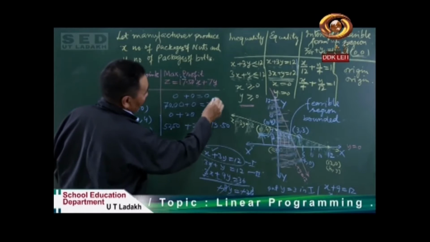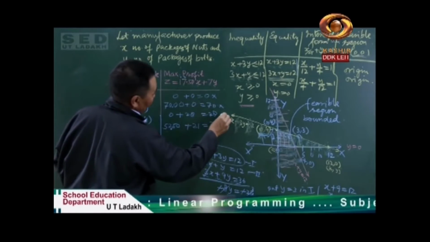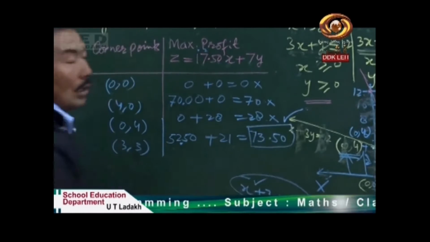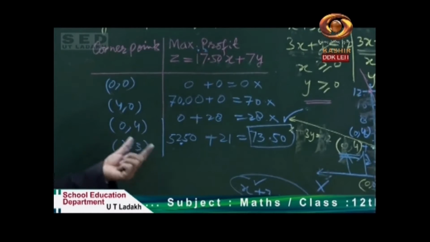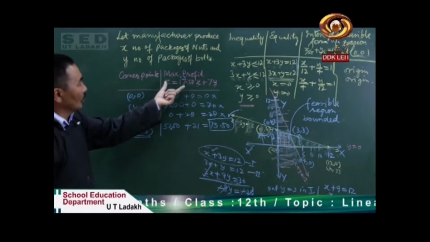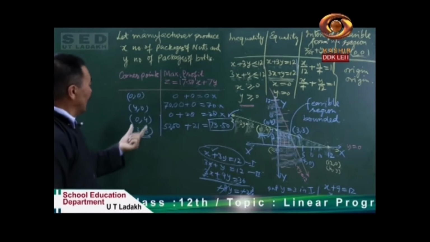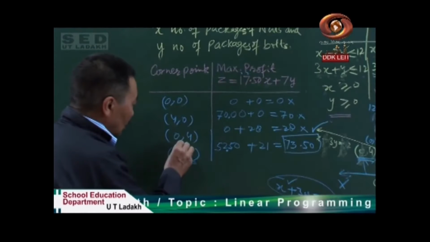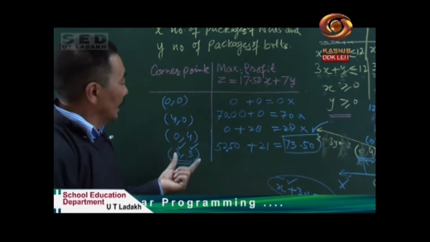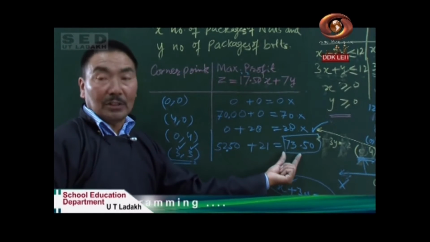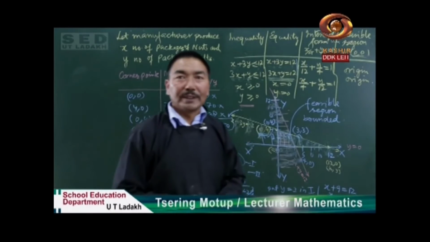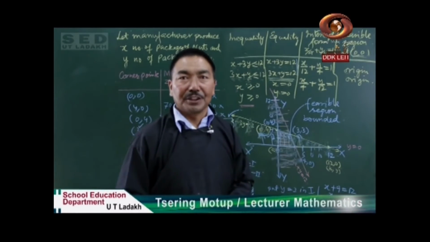So the maximum value, this is not the maximum, this is not the maximum, this is not the maximum, this is your maximum value of the function at this point. Means the maximum value of the function is 73.50 at this point. If he produces 3 packets of nuts and 3 packets of bolts, then he maximizes his profit by 73.50 rupees. So students, with that I would like to finish my lecture over here.